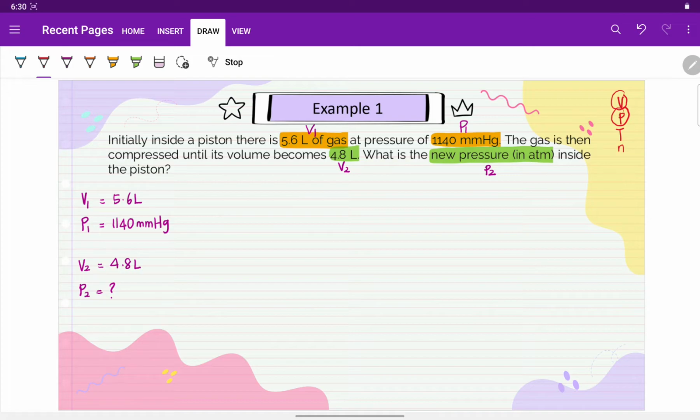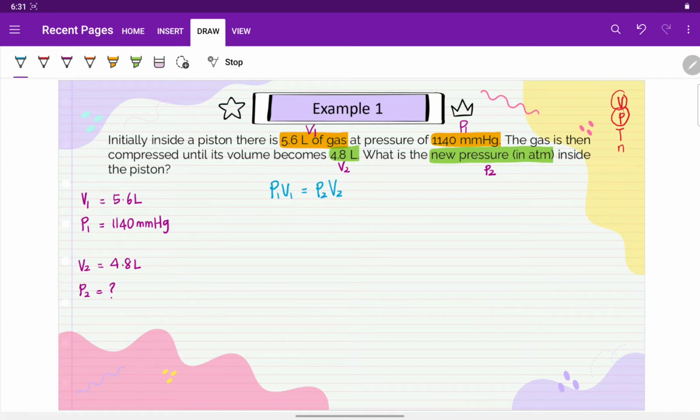Jadi awak buka balik nota awak, tengok dekat Boyle's law. So, pada Boyle's law, what will be the equation that we're going to use? Okay, kita akan gunakan P1 V1 equals to P2 V2. So this will be the equation yang kita akan gunakan untuk selesaikan masalah untuk kita cari pressure dekat sini.